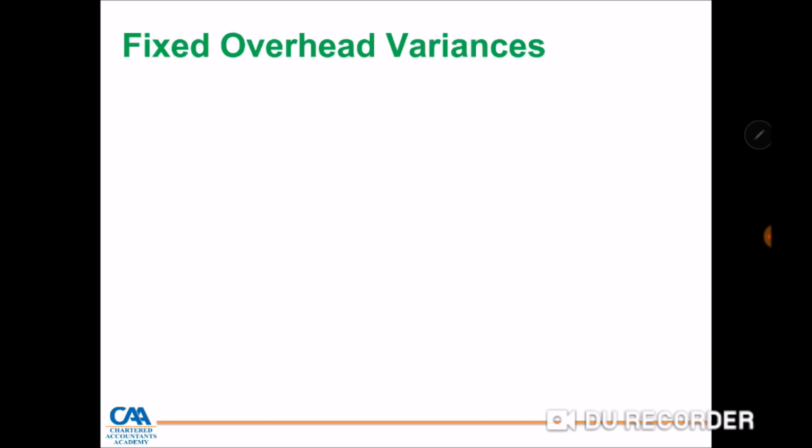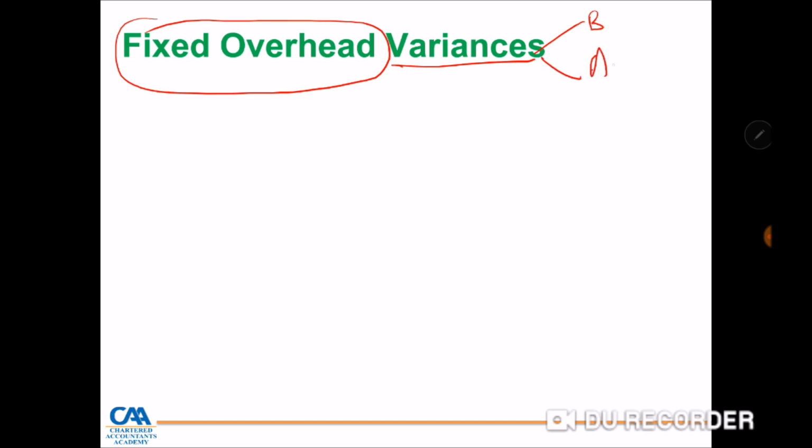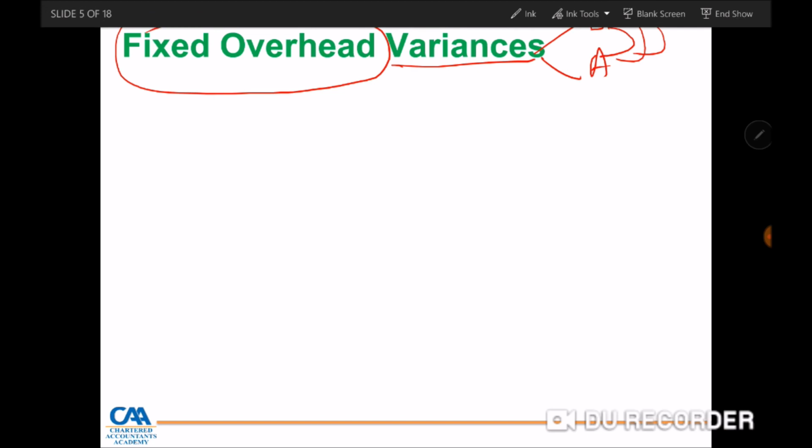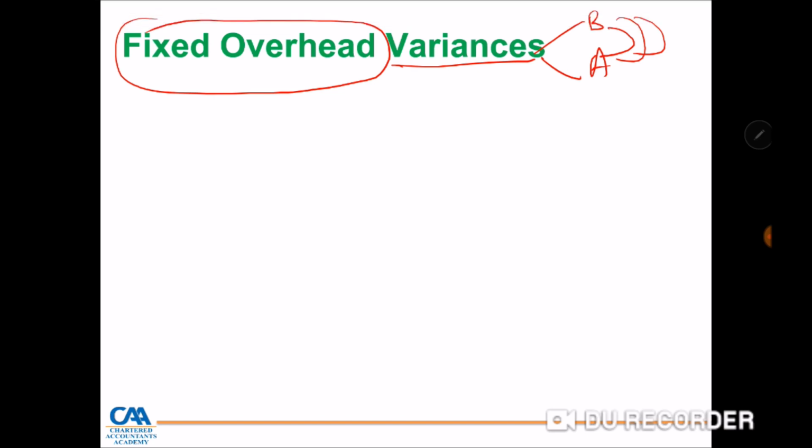So fixed overhead variances. The first thing is you need to know what a fixed overhead is. And remember, the whole concept is that variances arise from having a budget and then an actual position. Then we can have a variance, because these two most likely, in fact, are going to be different amounts. So looking at our fixed overhead variance, how does it work?